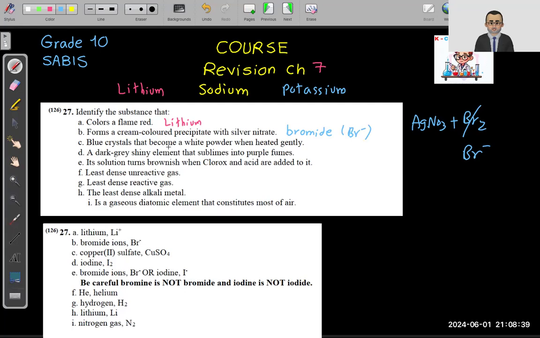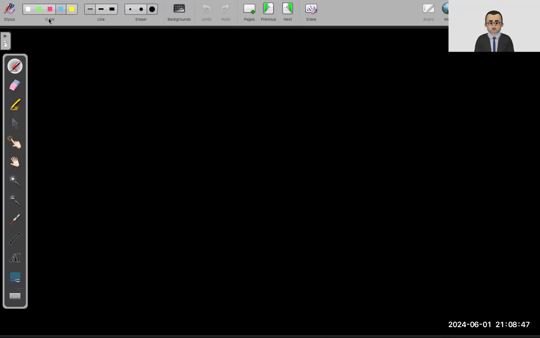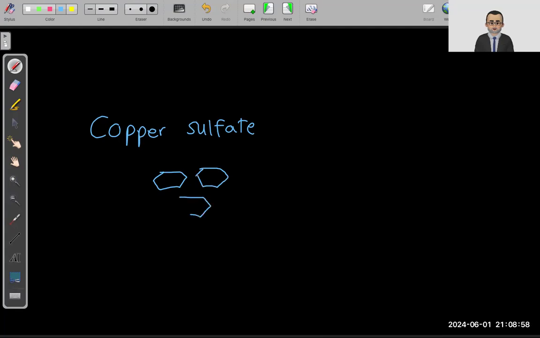The blue crystals that become a white powder when heated gently. What is that, mister? I never heard about that. This is something called copper sulfate crystals. This is a substance called copper sulfate. How does it look? It has blue color like that. So it has blue crystals. It has water inside it, so it's called hydrated copper sulfate. If you heat it, what happens to the water?